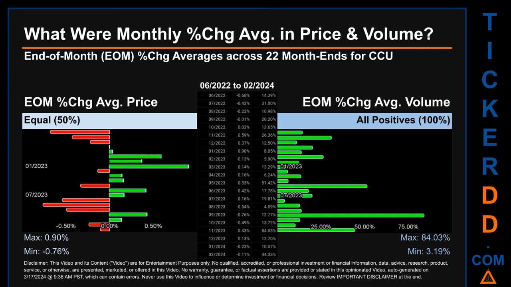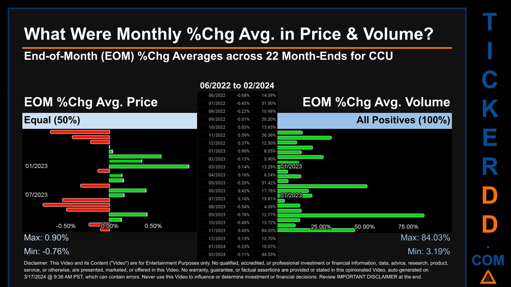What were end-of-month percentage change averages in price and volume for CCU? The monthly average of percentage change in price and in volume were calculated for each of the 22 month ends. That calculation took daily percentage changes and averaged them for each given month. If a month end came out negative, then it means that the month summarily saw a negative change.